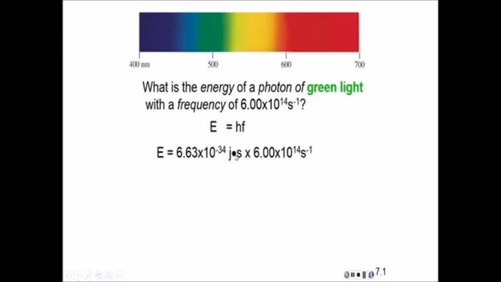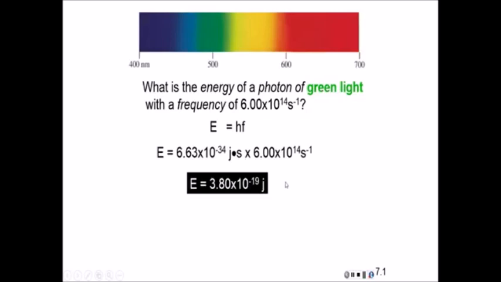And when I do this again, seconds will cancel, and I wind up getting a value of 3.80 times 10 to the negative 19th joules. Now a joule is a unit of energy. It's much smaller than a calorie. If you look at the power of 10, this is a very tiny amount of energy. But we're only talking about one photon.